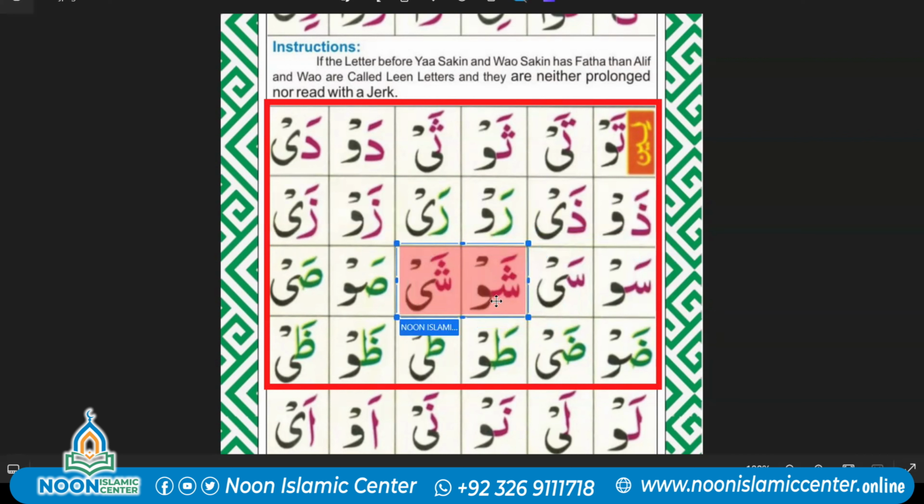Shin, waw, fatha, shaw. Shin, ya, fatha, shay. Shaw, shay. The other one is sad. Sad, waw, fatha, saw. Sad, ya, fatha, say. Saw, say. The other one is zad. Zad, waw, fatha, zaw. Zad, ya, fatha, zay. Zaw, zay. The other one is ta.